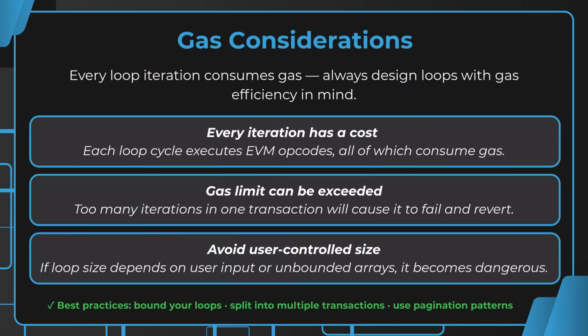When using loops in smart contracts, gas usage is a critical factor. Every iteration consumes gas, and loops that perform many operations can become expensive. If a loop runs for too long or depends on user-controlled data, it may exceed the gas limit and cause the transaction to fail. For example, iterating over a very large array in a single transaction can make a function unusable. Because of this, loops in Solidity should always be bounded, meaning you should have a clear and limited number of iterations. In some cases, it's better to split the work into multiple transactions or use patterns like pagination instead of processing everything at once.